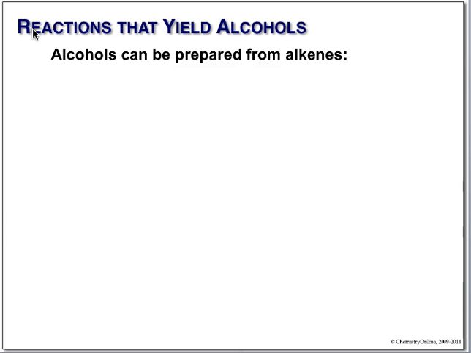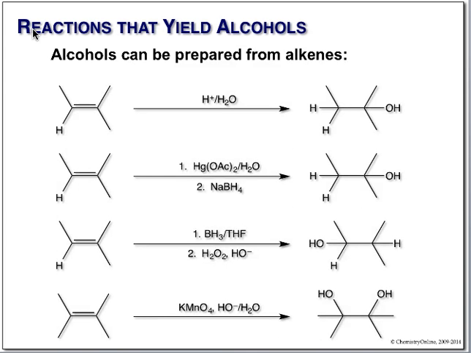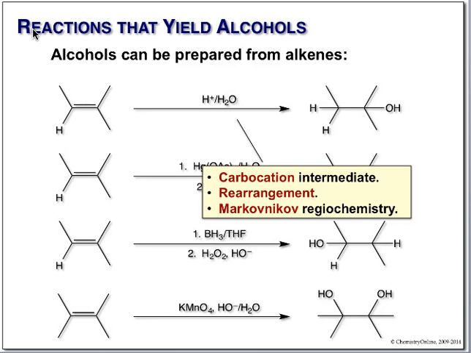All right, reactions that yield alcohols. Going back to alkenes, simple acid catalyzed hydration. We know that acid catalyzed hydration is going to give us a carbocation intermediate with rearrangement and Markovnikov regiochemistry. You already know this. Whenever you see this reaction, these are the words that go in your mind. Carbocation intermediate, rearrangement, Markovnikov. That's what you think.